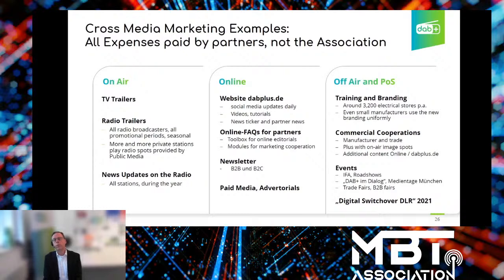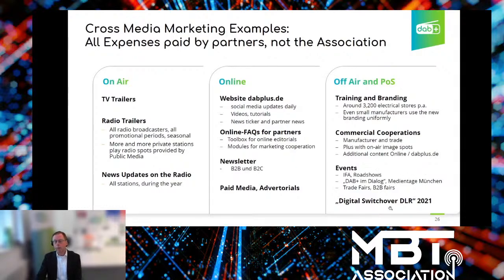Of course, we do off-air and point of sale in order to get the figures up, because last year we have sold 1,803,000 DAB radios in the German market. We have to train and brand electrical stores. So we go into electrical stores and tell them all about DAB+, and we do some branding. We have cooperations, and we also go to events like IFA.